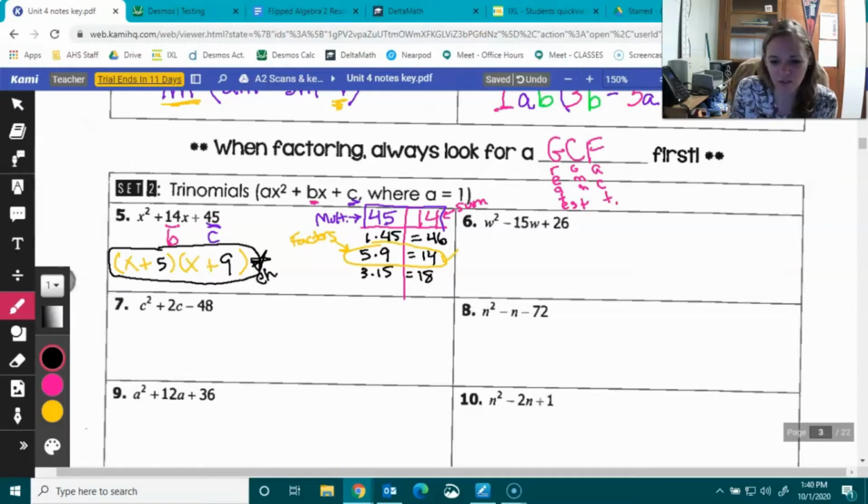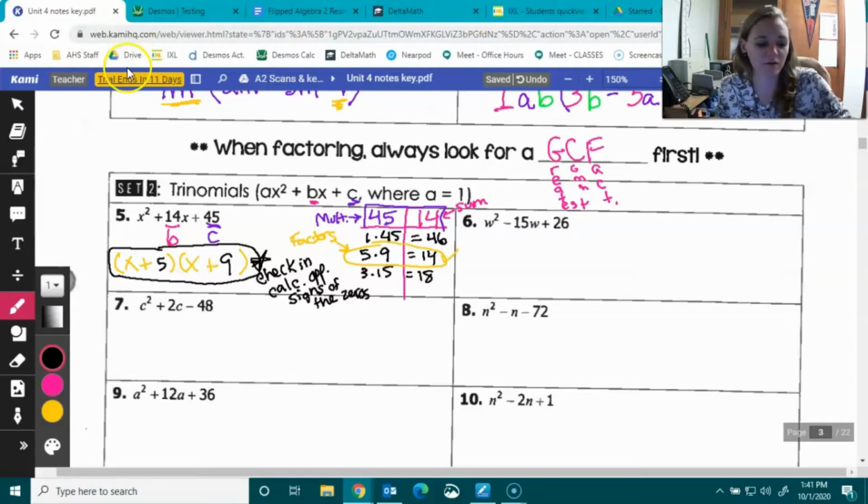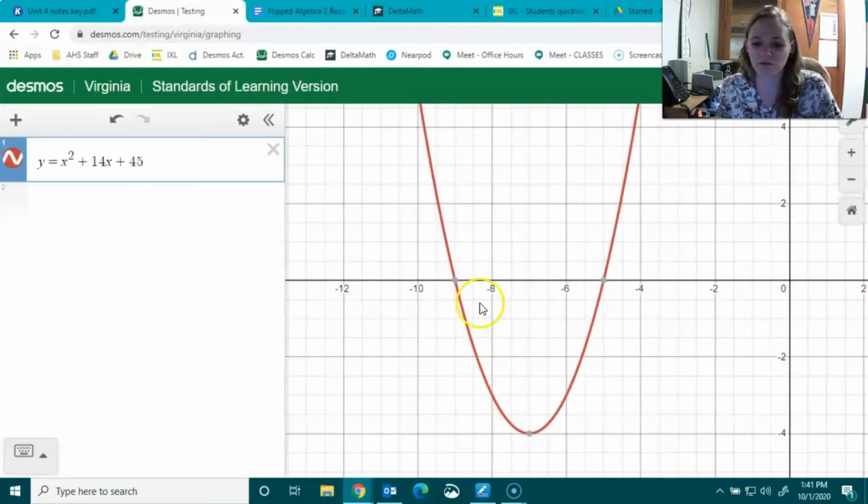So we can note this: check in calculator, and they're opposite signs of the zeros, or x-intercepts, or roots, whatever you want to call them. I'll just put zeros. So these should be the opposite signs, and they are. They're positive instead of negative.